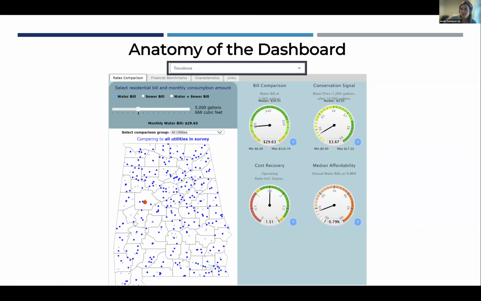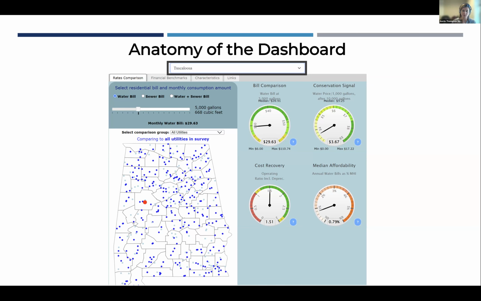So to start, if you were to pull up the Alabama Water and Wastewater Rates Dashboard, the first thing you would want to do is probably go to this little drop down at the top. And so I just have screenshots here. I can do a demo once I get through the screenshots, but you would basically want to click this down arrow, and you could either type in the name of the utility you wanted to see, or you could just scroll down to it. So if you click that down arrow, it'll give you the full list of utilities.